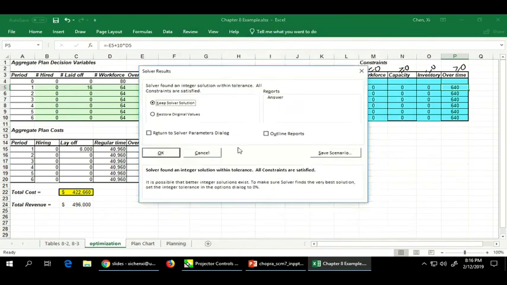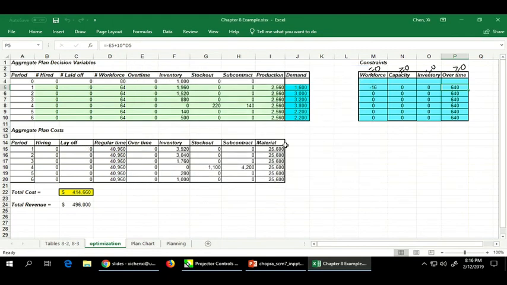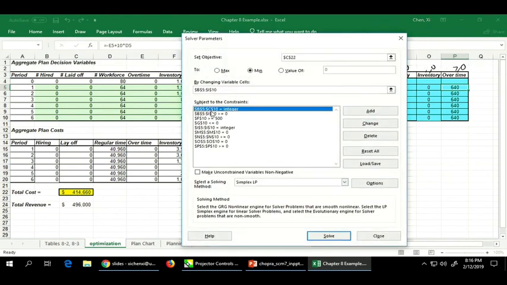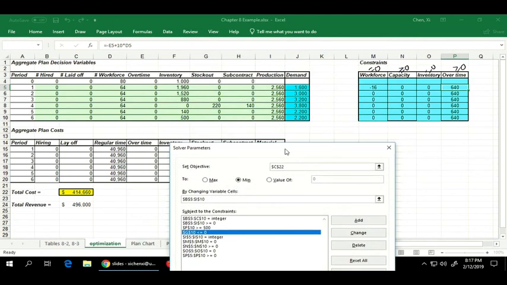This one is the integer constraints, that our number of people should be integers. This one, B5 to I10, makes sure that all of these decision variables are non-negative. So you can just check this without adding that constraint. G10 is stock out, so we shouldn't have any stock out at the end of the planning horizon.